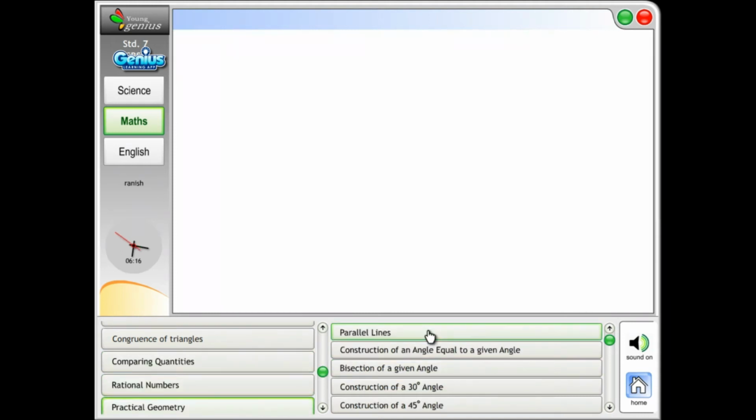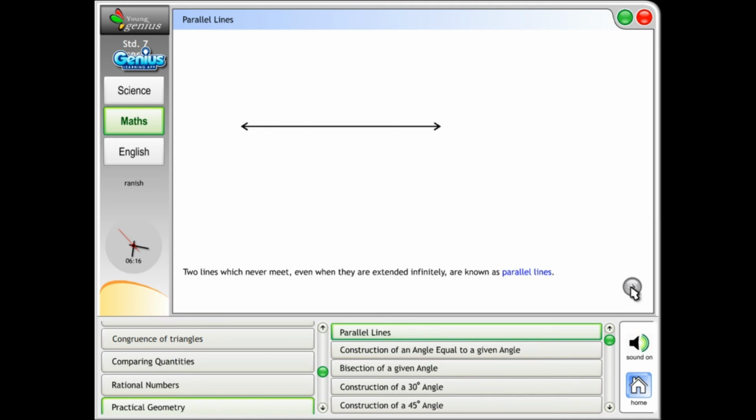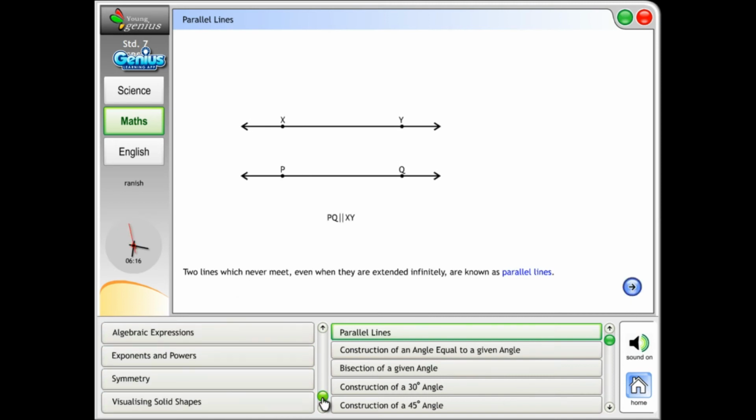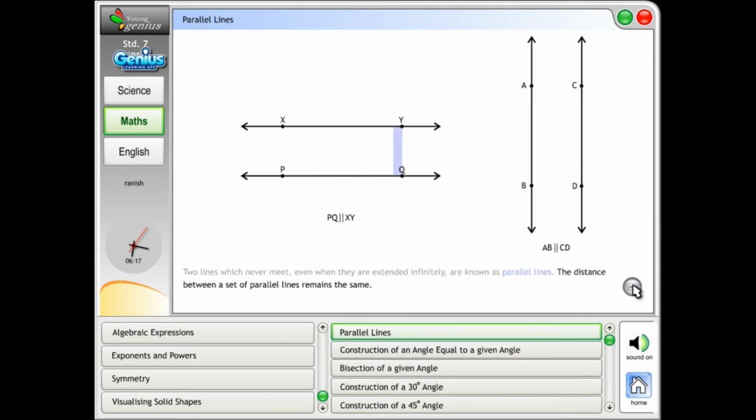Parallel lines. Two lines which never meet even when they are extended infinitely are known as parallel lines. The distance between a set of parallel lines remains the same.